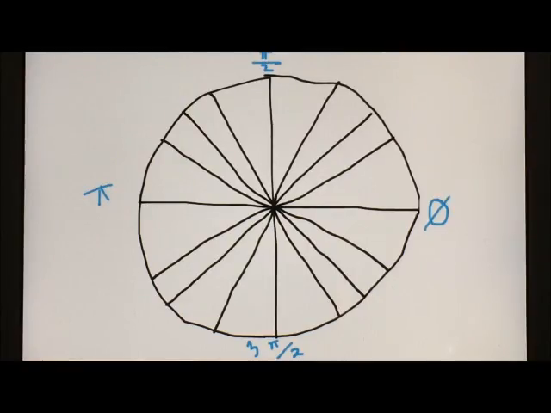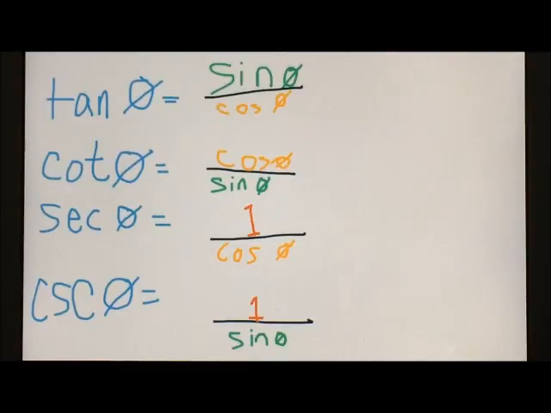So if you take the sine and cosine of the 45, 30, 60, and 90 triangles, you can also find the tangent, cotangent, secant, and cosecant. Tangent is sine over cosine, cotangent is cosine over sine, secant is 1 over cosine, and cosecant is 1 over sine.